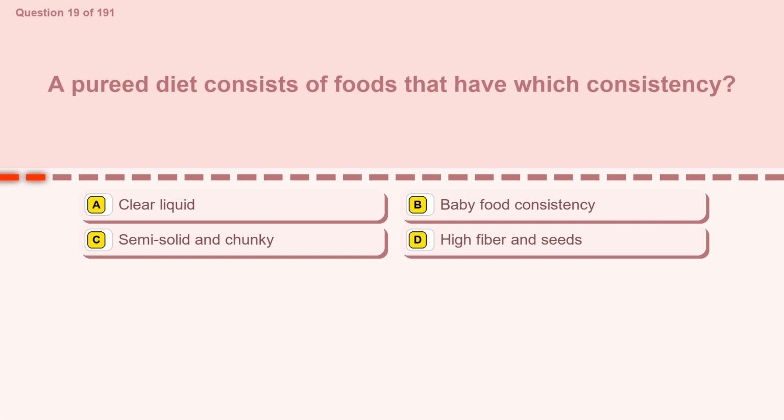Question 19. A pureed diet consists of foods that have which consistency? Option A, clear liquid. Option B, baby food consistency. Option C, semi-solid and chunky. Option D, high fiber and seeds.